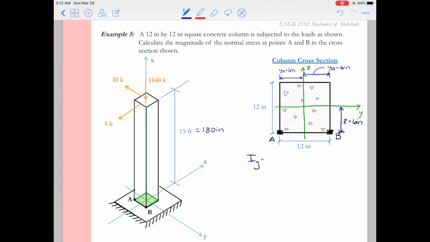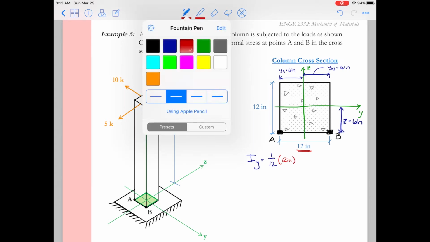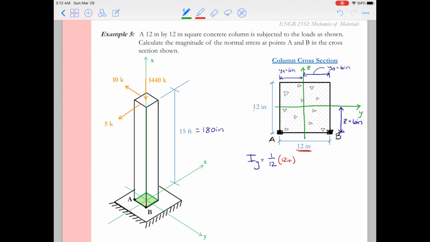Next, we'll calculate moment of inertia. Moment of inertia about the y-axis is going to be 1/12 base times height cubed. The base for the y-axis is going to be 12 inches, and then the height is going to be perpendicular to the y-axis, or the 12 inches that I underlined in green. So 1/12 base times height cubed. So doing our calculations, that gives us 1,728 inches to the fourth.